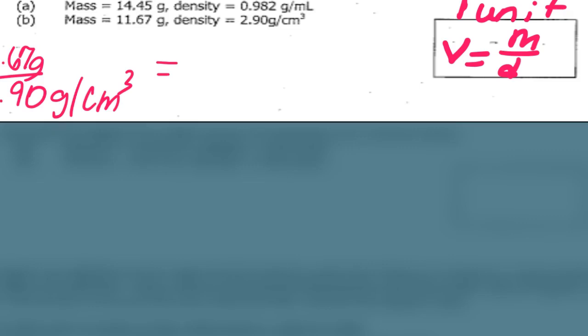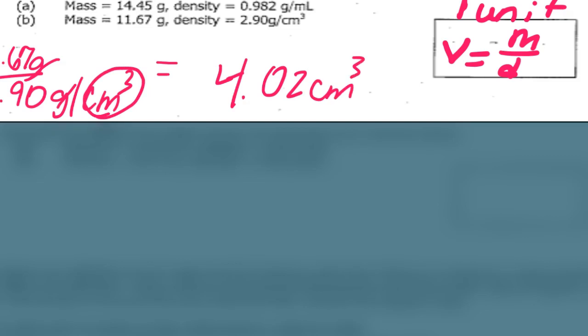So now we're going to go ahead and plug those numbers in. We've got 11.67 divided by 2.90, and I get 4.02, okay, 4.024, but remember we only need 3 of those. Let's go back to our units. We're going to cancel out our grams, and we're left with cubic centimeters as our final unit. Okay? So it's real simple.